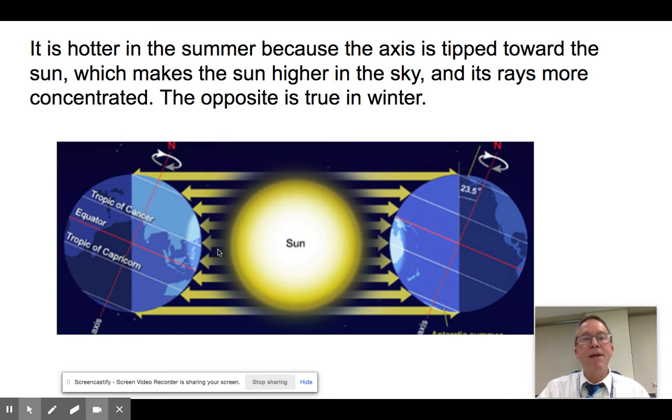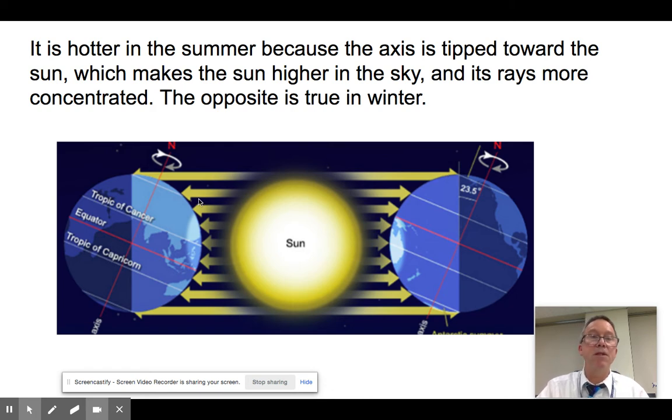So here's what we find. During the summer months, the North Pole is tipped 23.5 degrees towards the sun, which basically brings the sun's rays 23.5 degrees higher in the sky, allowing them to become more concentrated. Since the angle of the sun is higher, the rays are more concentrated in the northern hemisphere, and therefore we have hotter weather. Now, in the wintertime, our axis is tipped away from the sun, which brings the sun lower in the sky by 23.5 degrees, and that spreads its light out over a greater area, making it colder.